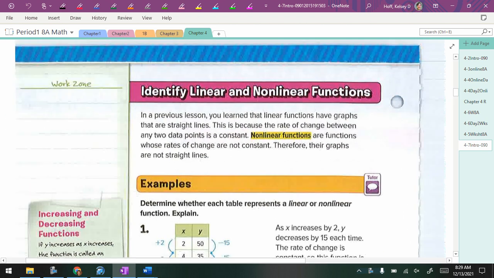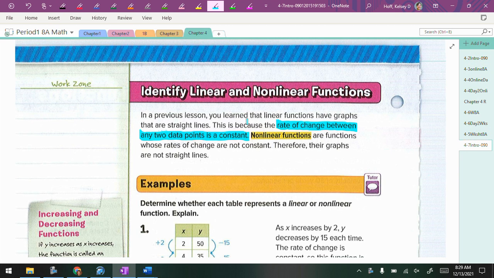Identify linear and nonlinear functions. You've done this before multiple times. In previous lessons, you learned that linear functions have graphs that are straight lines. This is because the rate of change between any two data points is constant. Somebody remind me what the word constant means. The same thing over and over and over.